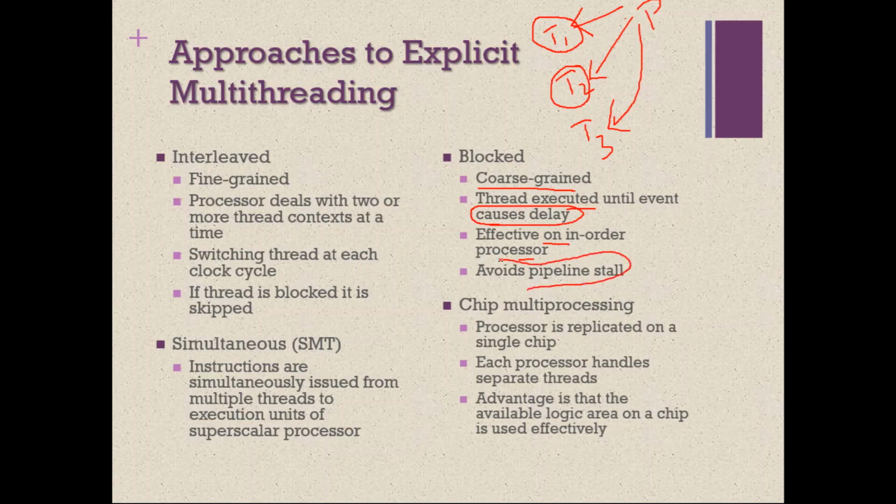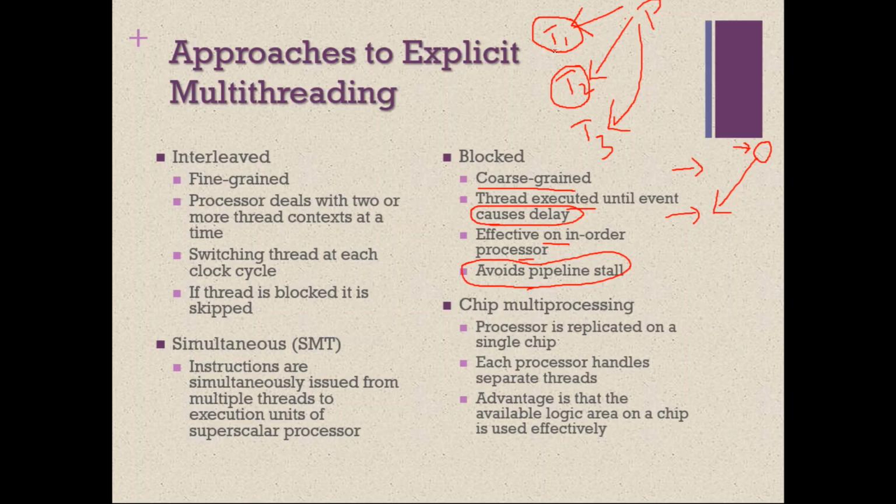Why does it avoid pipeline stall? Because if you are context switching at every clock cycle, then at every clock cycle a new instruction should be fetched. Because at every clock cycle you are moving to another thread, if that instruction is not in the cache, then there will be a cache miss and there may be a stall. Such stalls can be avoided.